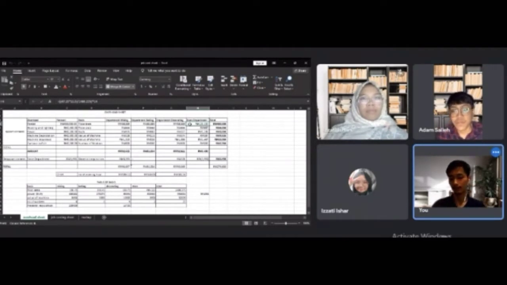496.125 square feet. So we divide by the total square feet, which is 1,488.375 square feet, and then multiply by the amount 400,000. So we get 133,330.